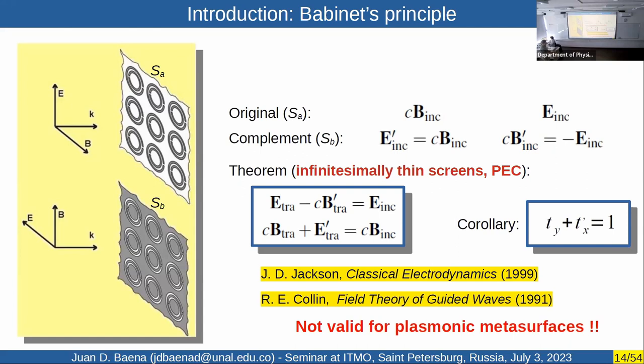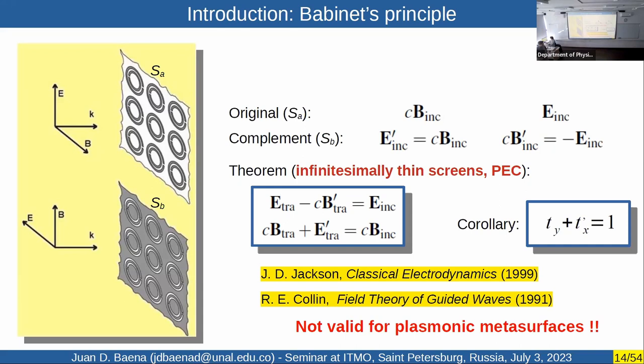Transmission coefficient for Y polarization plus transmission coefficient for X polarization of the complementary problem, where the prime means complementary, is equal to one. You add the transmission coefficients of two complementary screens, you should get one. But let me remind you, the polarization state should be rotated by 90 degrees also. If you want some demonstration, you can find demonstrations in Jackson's book or Collins' book.